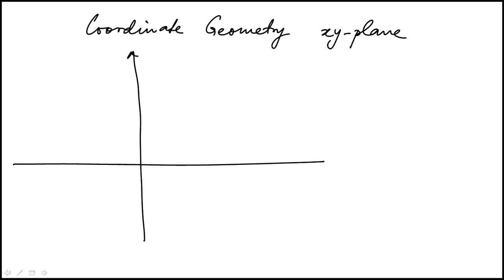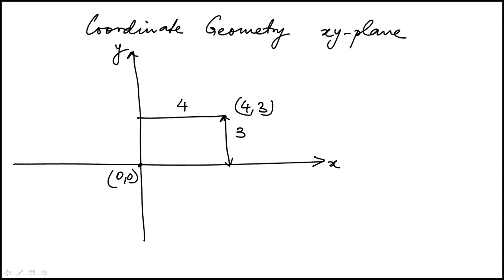And you have the coordinate system. You have the x-axis, y-axis. The origin we call 0, 0. And then if you see a point like 4, 3, 4 refers to this distance from the y-axis. So that's 4. And 3 is this vertical distance. Or you can think of 4 along the x-axis, 3 along the y-axis.